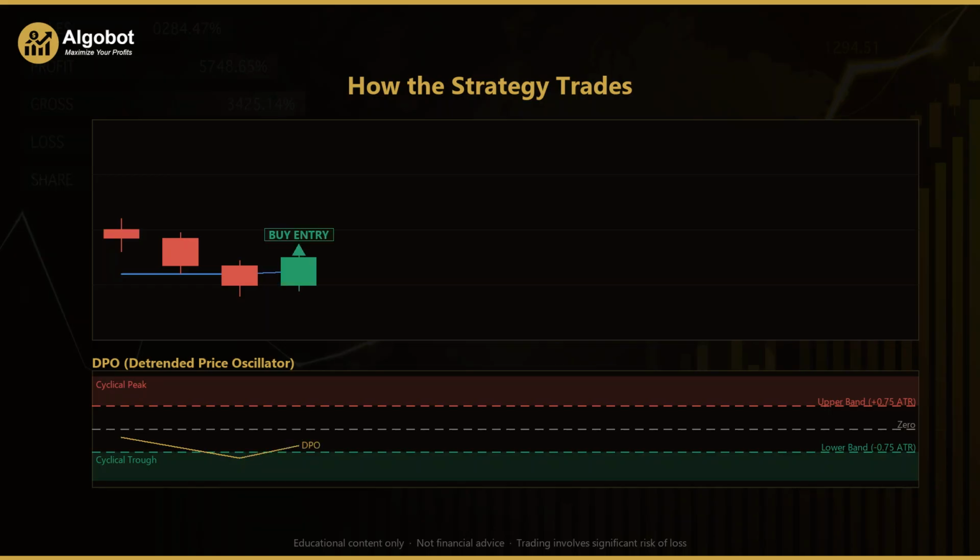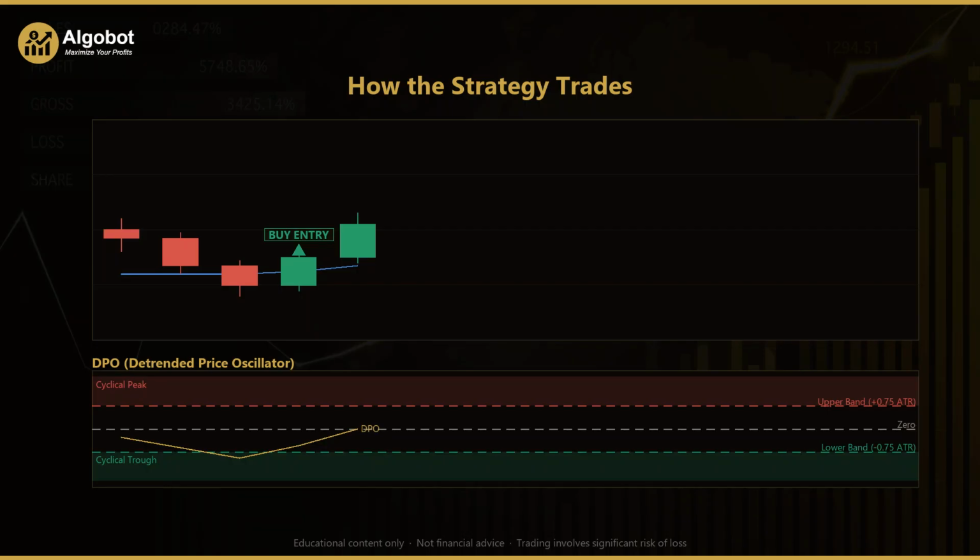Look at the first few candles. Price is pulling back, drifting lower for 3 bars in a row. This is the short-term dip the strategy is waiting for. As price falls, follow the oscillator in the lower panel. It slides down and pushes below the green lower band, printing a cyclical trough. That deep reading tells the strategy the pullback has reached a meaningful extreme.